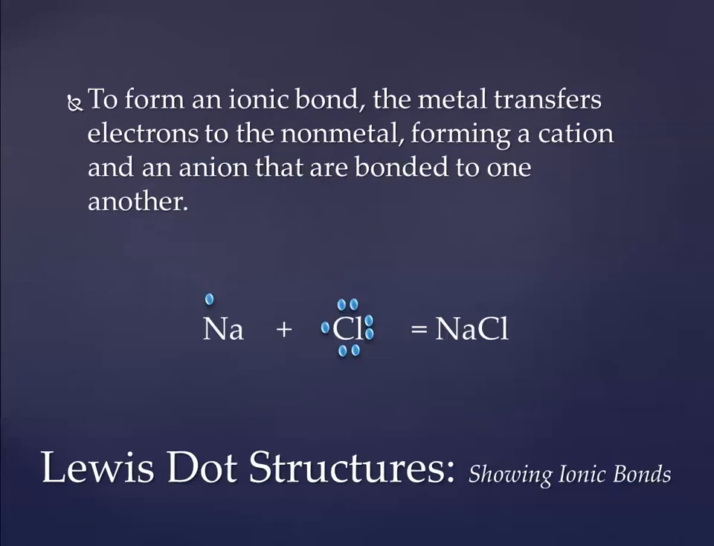So to form an ionic bond, we know the metal transfers electrons to the non-metal. That's going to form a cation and an anion that are bonded to one another. And we can draw this in our notes by having an arrow pointed from that 1 valence electron on sodium going to the chlorine atom. So that's showing us that this 1 valence electron is now transferring over to the chlorine. Okay, we can't point the arrow in the opposite direction. So it always has to be going from to where it's actually going.